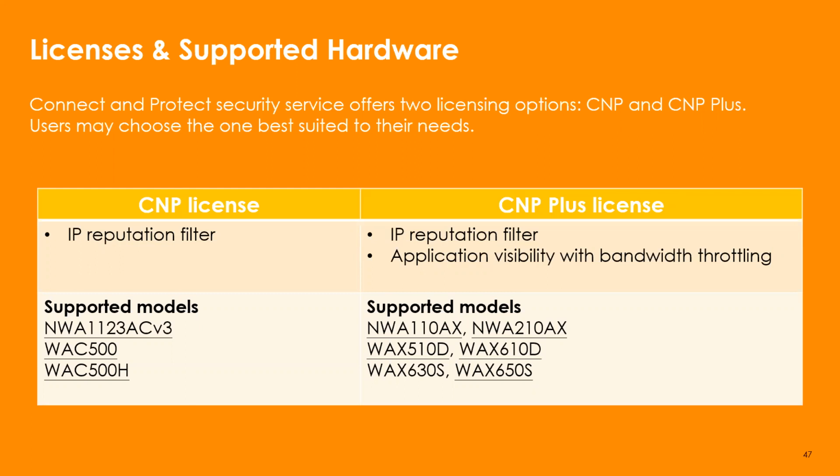So those licenses work on the NWA 110AX, 210AX, the 510D, the 610D, the 630S, and the 650S. Basically, all of our professional business grade Wi-Fi 6 APs, but not the Wi-Fi 6E APs that we recently launched.